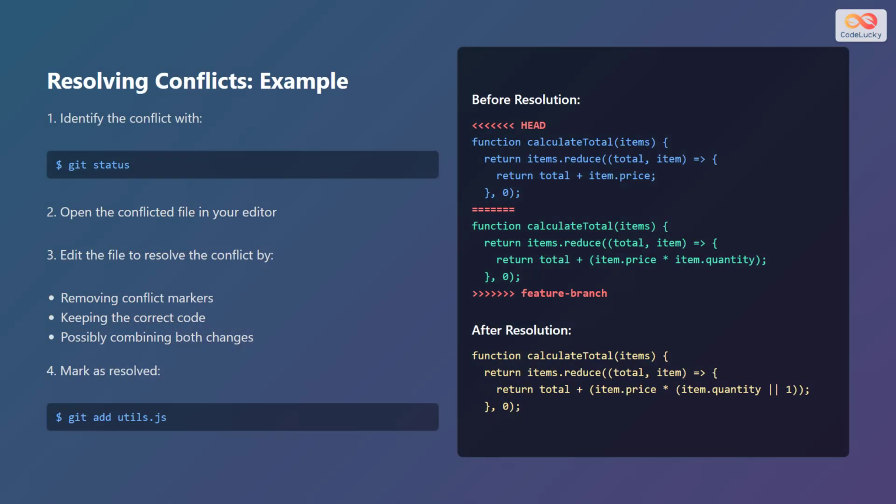Let's walk through an example of resolving a merge conflict. First, identify the conflict by using the command git status. Next, open the conflicted file in your editor. Edit the file to resolve the conflict by removing conflict markers, keeping the correct code, and possibly combining both changes. Finally, mark the file as resolved with the command git add utils.js.